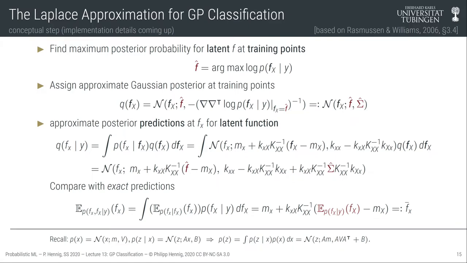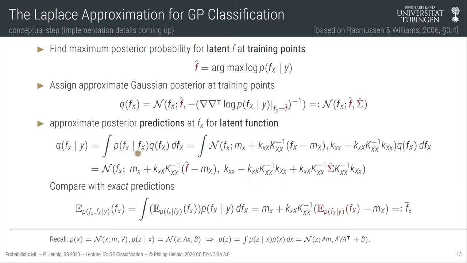So we write down, this is a marginal distribution over the test locations f of x. We can write that down by writing the joint distribution over the training and the test locations, and use the product rule to separate them. In the exact computation here, we would have p of f at capital X given y, so this object. But we're going to replace it with our q, our approximation, that will make things tractable.